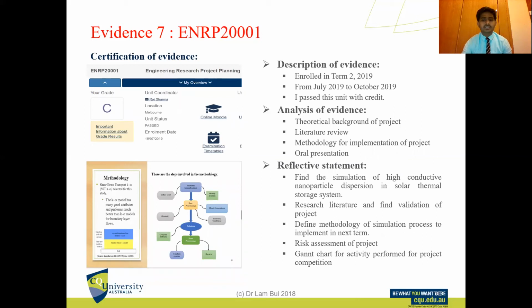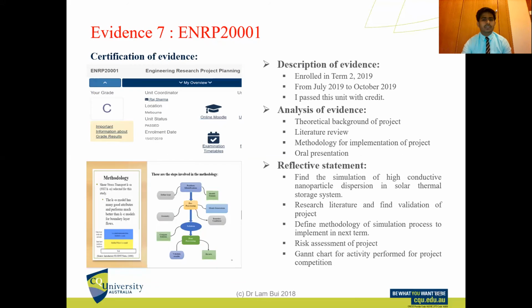In this unit, I needed to define one project and find a literature review on that. Also, I needed to define a methodology for implementation of the project. From this unit, I learned how to define a methodology for a simulation process or any process, and I also did the risk assessment in this project.